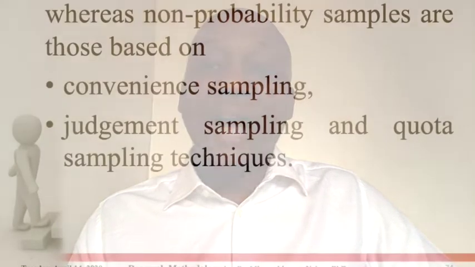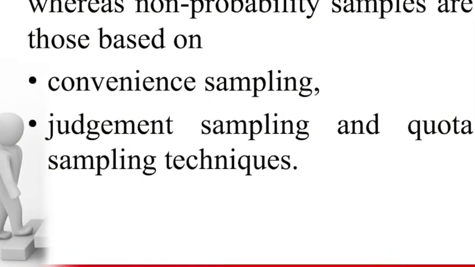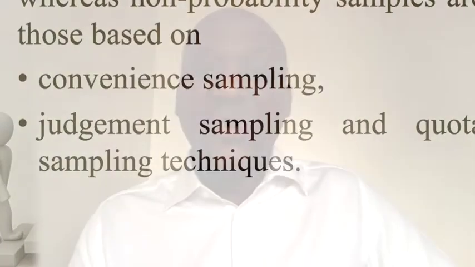Probability samples are those based on simple random sampling, systematic sampling, stratified sampling, and cluster or area sampling. Non-probability samples are those based on convenience sampling, judgment sampling, and quota sampling techniques.